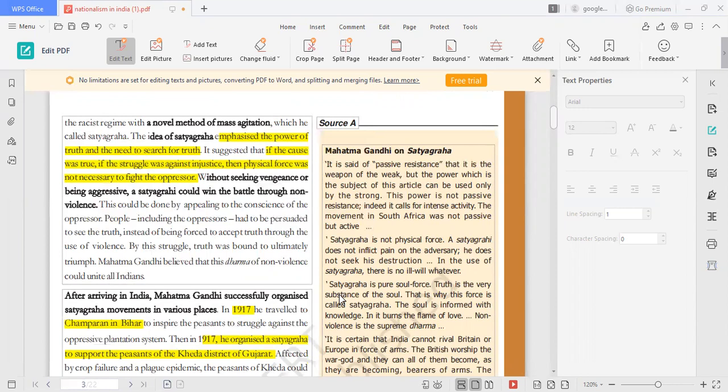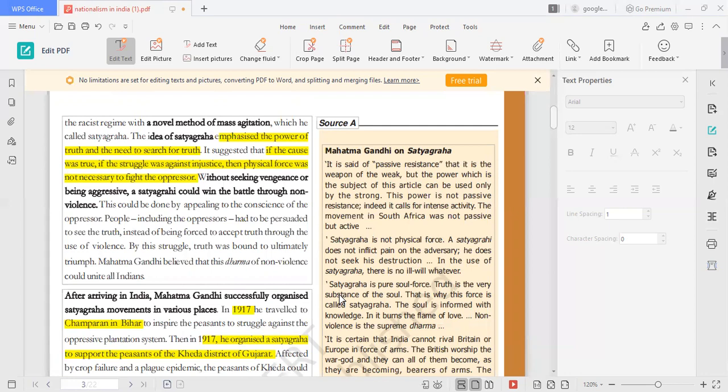He used a novel method of mass agitation. What are the ideas of Satyagraha? Satya means truth, Graha means inner sense, truth in your consciousness. So the idea of Satyagraha emphasizes the power of the truth and the need to search for the truth. Satyagraha is nothing but the power of the truth.